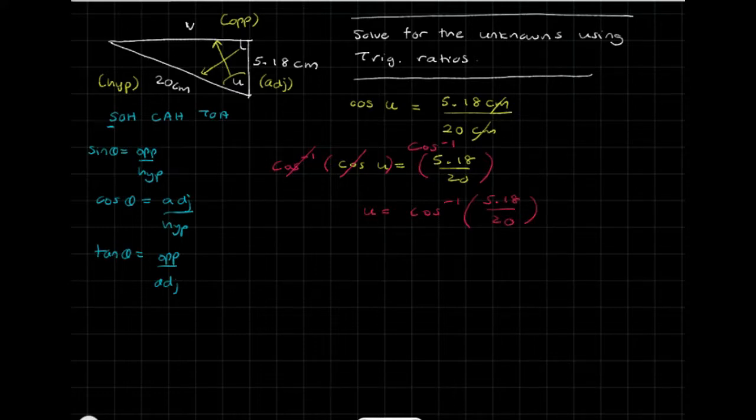I'm going to plug this in my calculator. Make sure you guys put brackets around this, right? But usually you can find it on your calculator if you press shift on the cosine symbol, right? And you get 5.18 divided by 20, and you get about 74.989 degrees. I'm going to round it to my nearest degree. I'm going to round it to 75 degrees. So u is 75 degrees.